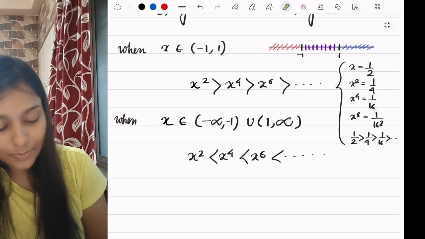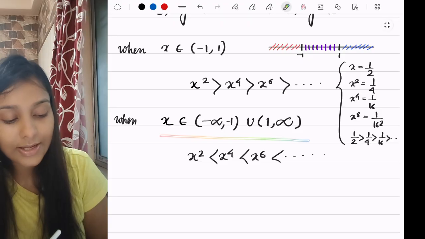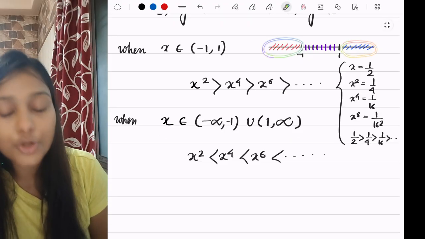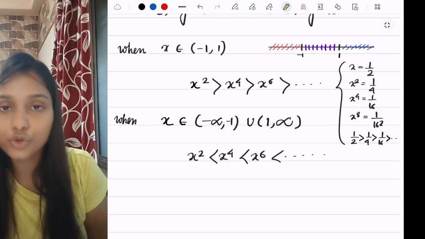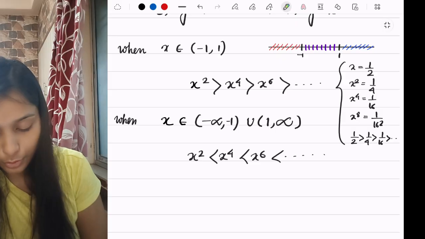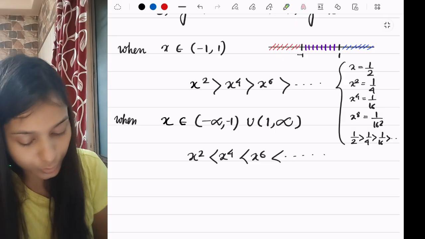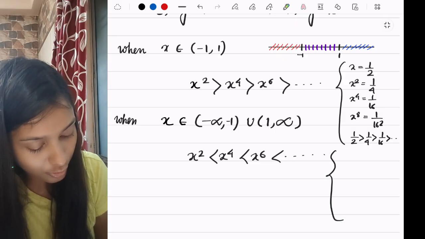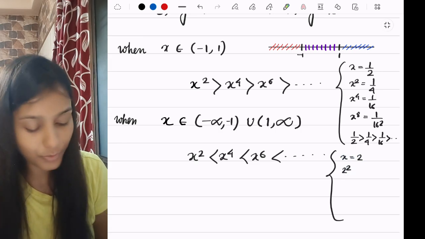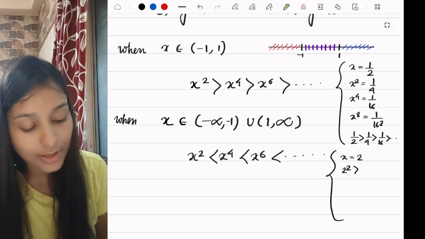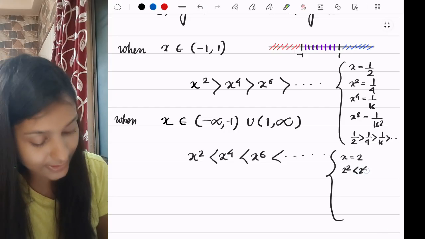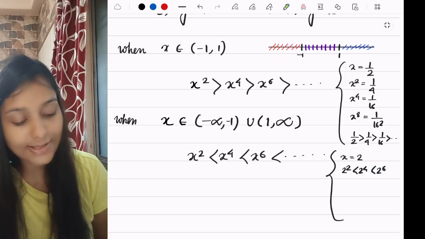Now for the next part, which means the union of this part and this part, let me take two examples. One is 2 and another one is -2. So for x equals 2, what do we have? We have 2 square, that is 4. 2 power 4 is obviously greater than 2 square. So it becomes 2 power 4, 2 power 6, and so on.